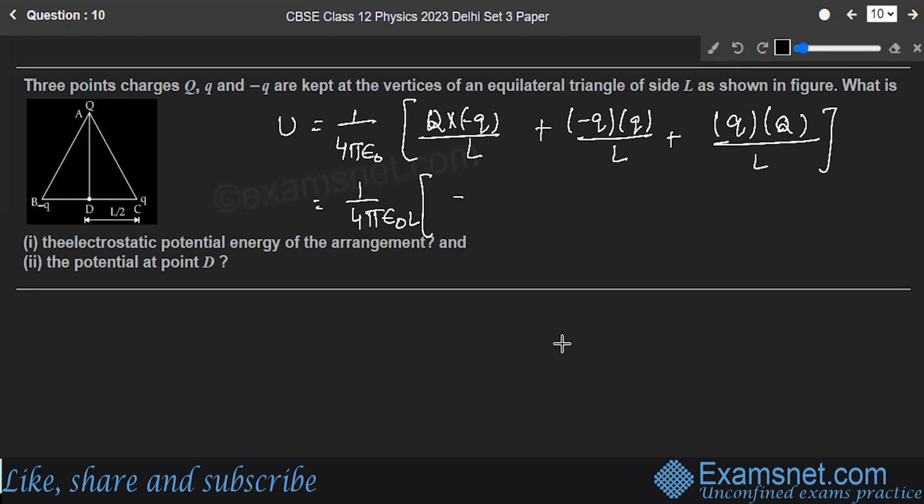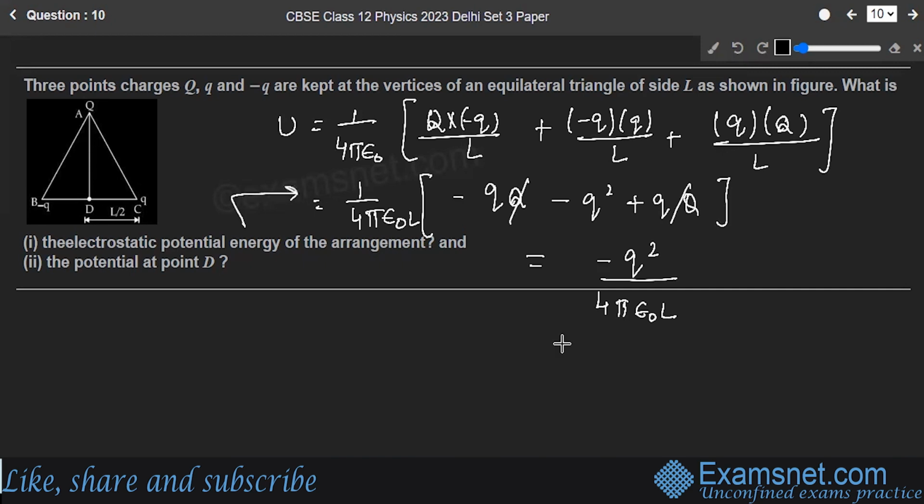So this will be minus Q minus Q square plus Q into Q. This will cancel and this will be equal to minus Q square upon 4 pi E naught L. So this is the first answer to the question. Now the second one, the potential at the point D. This is the point. You have to find out the potential at this point.